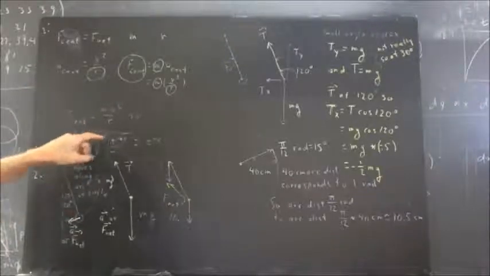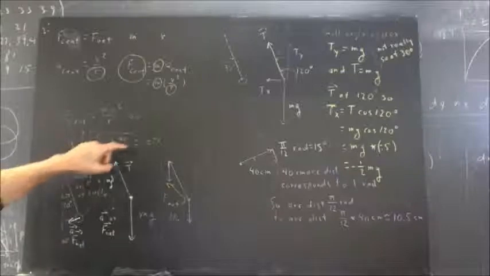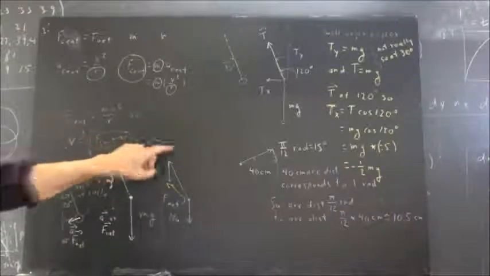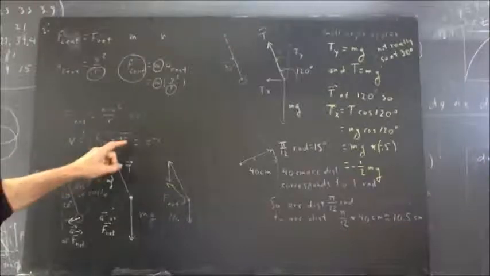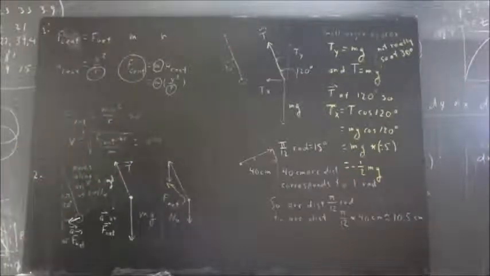So we have plus or minus the square root of centripetal force times radius over mass, and then we just work that out. Again, we're given the centripetal force, the mass, and the radius, so this works in a fairly straightforward manner.